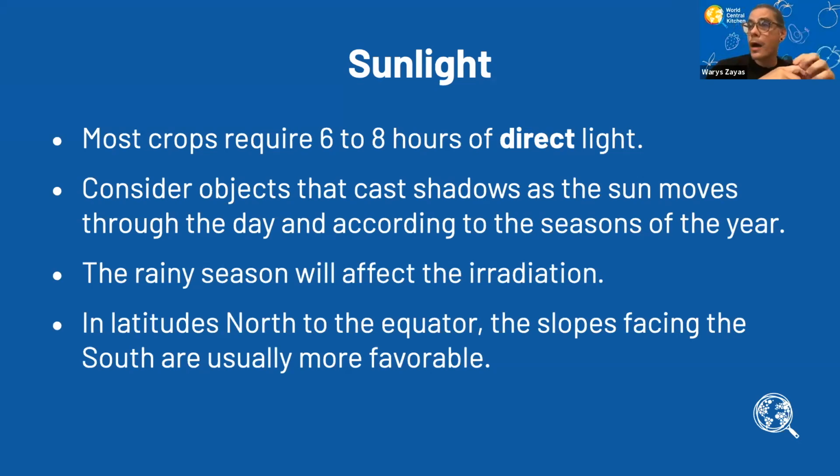The other bullet here is that in the latitudes north of the equator, the slopes facing south are usually more favorable. I think in the Bahamas that will not be a big deal because there are not many high mountains or hills. But in Puerto Rico, for us, that is a big deal because we have a central zone, and the central mountains can cast a significant amount of shadow during the winter season. As well, in Saint Croix, the mountain would be a consideration that you need to have.